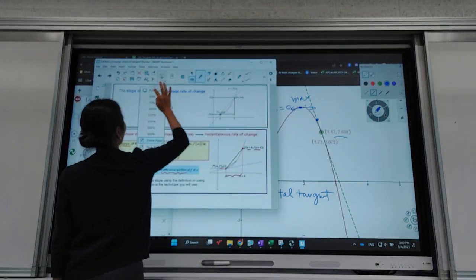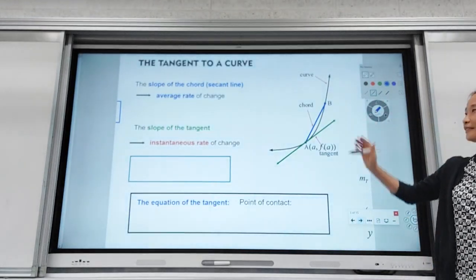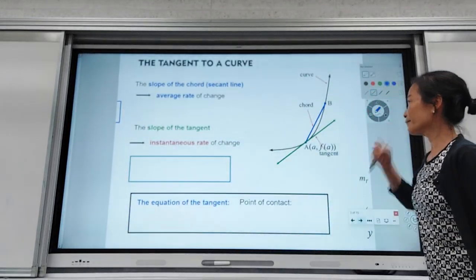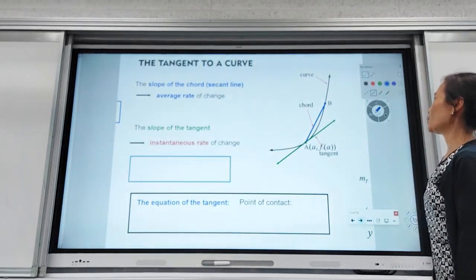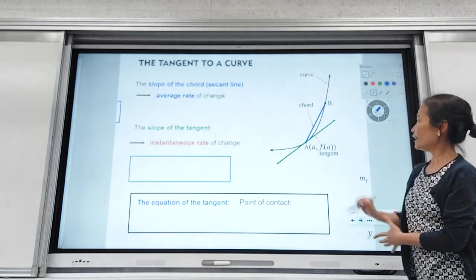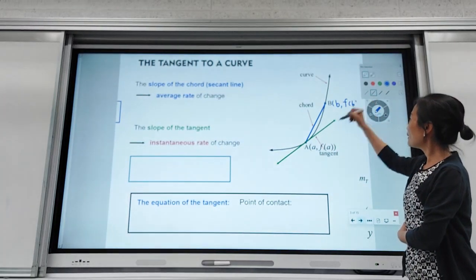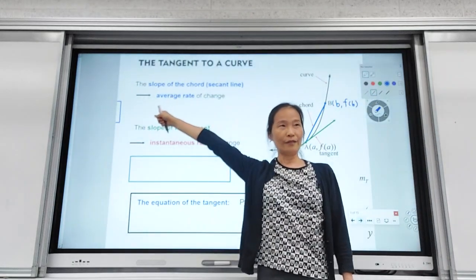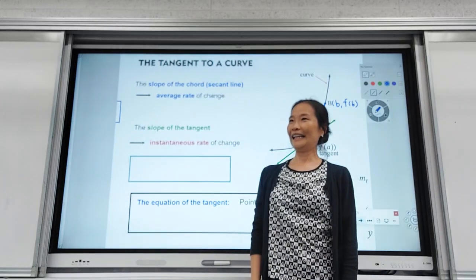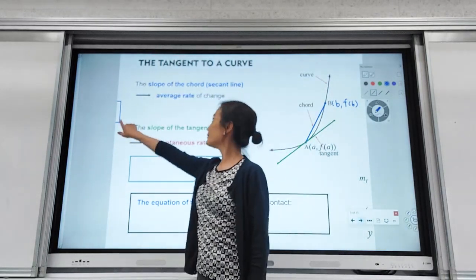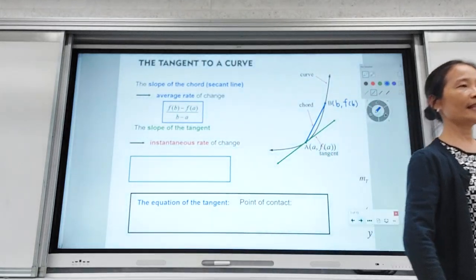Let's go back. I still have a lot to cover. All right, move on. This is a recap. Can you fill in the blank here? If I want to find the average rate of change between point A and point B, here is A, f of A. This is B, f of B. Can you write it down in terms of A, B, f of A, f of B? Yeah? It should be this, slope of secant.